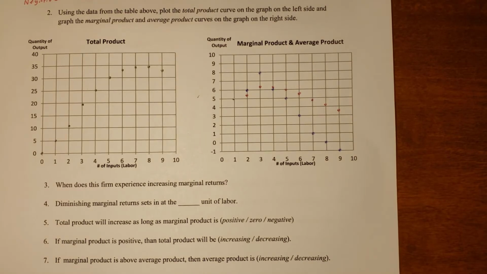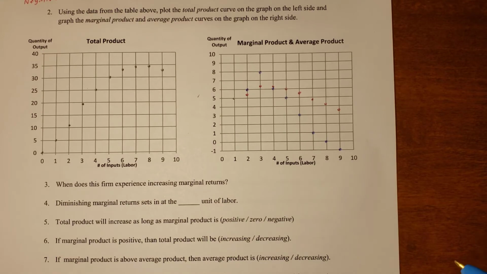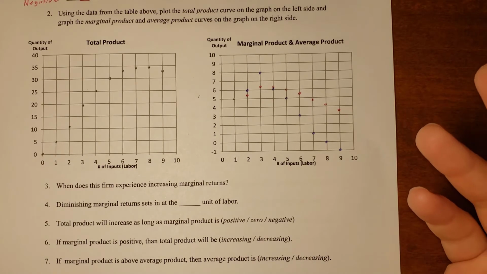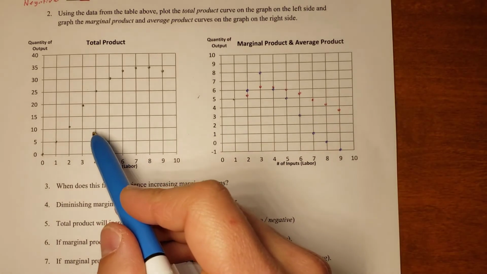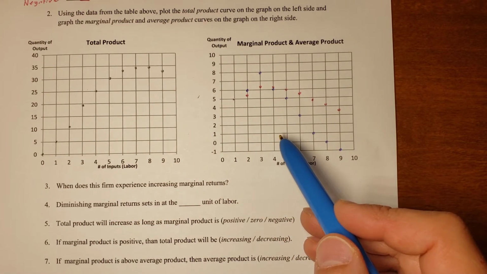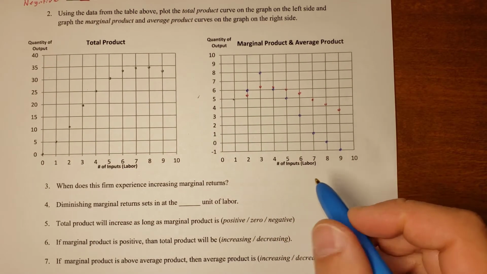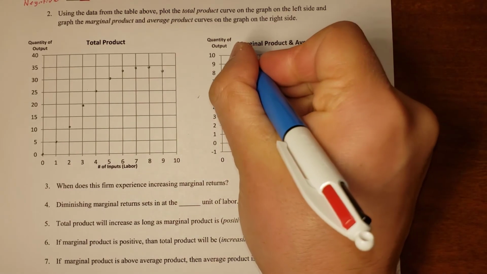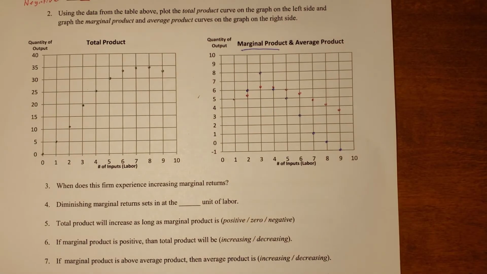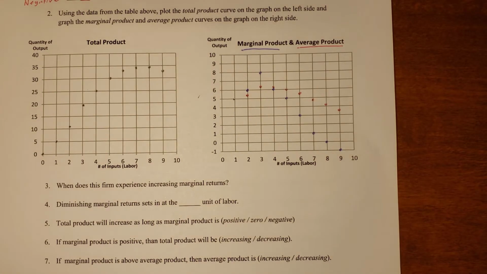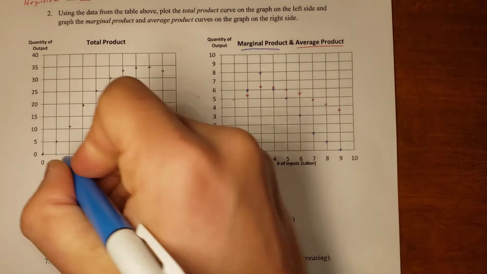We're now going to move to the graphing section of this assignment or worksheet. In part 2, it asks you to plot the total product curve on the left-hand side and the marginal and average product curves on the right-hand side. Now the marginal product curve, I'm going to code in blue, and I'm going to code the average product in red. I've already plotted these things out, and we're just going to fill in the blanks, connect the dots.